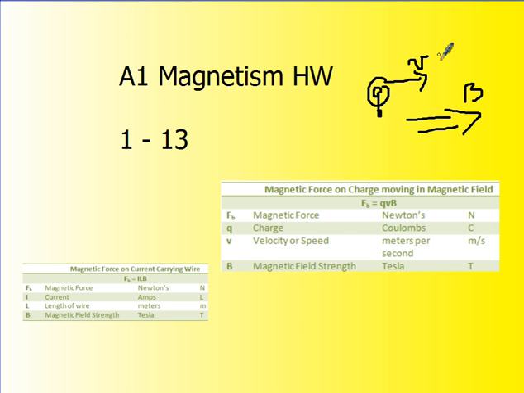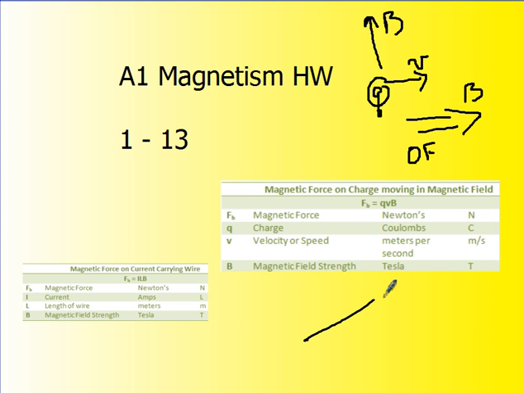And as a matter of fact, when it's moving parallel to the field, it has zero force. It is only when it is moving perpendicular to the field that it has a maximum force. And we're not going to worry about anything in between.